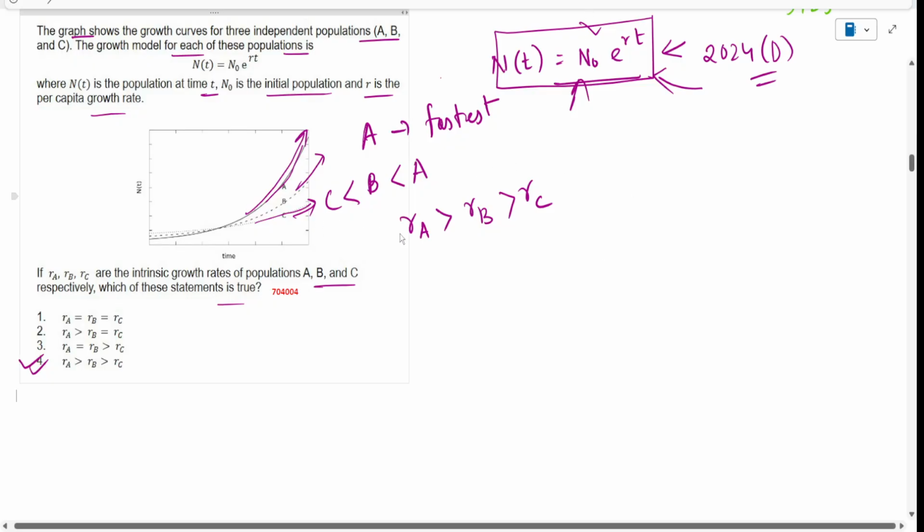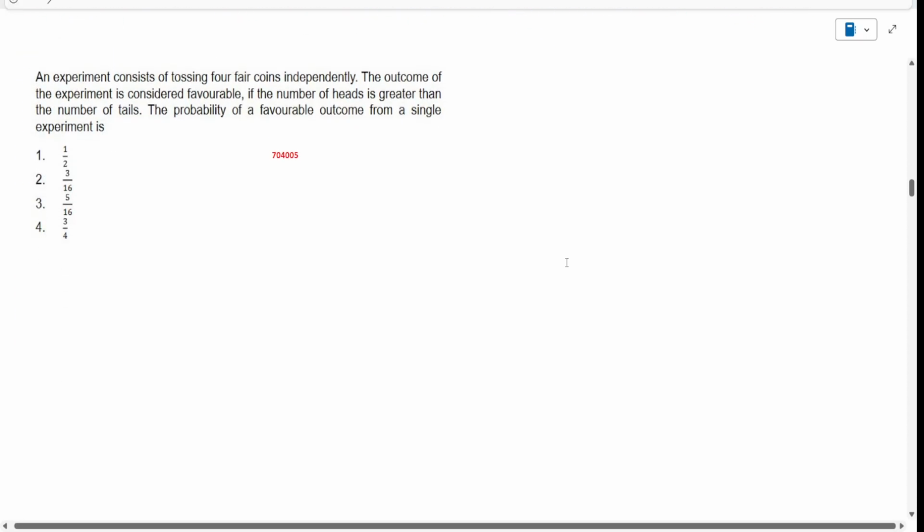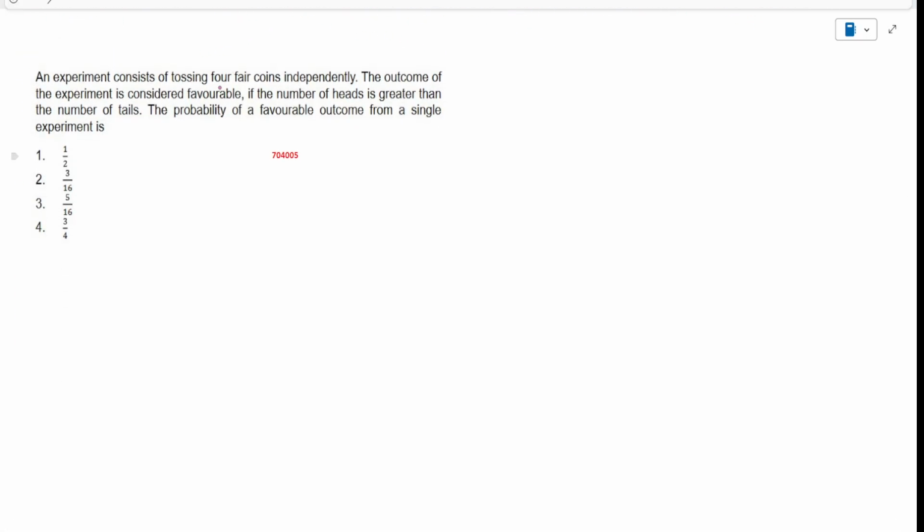It's a very easy question. Just by observing the picture, you can give the answer. Next question. An experiment consists of tossing 4 coins independently. Fine. The outcome of the experiment is considered as favorable if the number of heads is greater than the number of tails. That means the number of heads is greater than the number of tails.